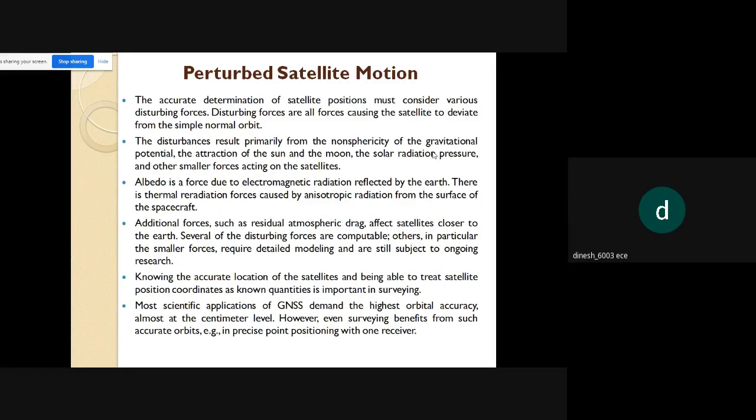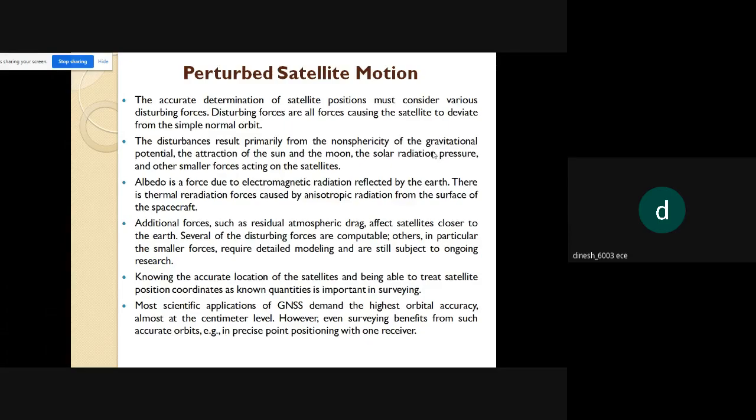Moving on to the next topic, perturbed satellite motion. Perturbed satellite motion is the disturbed motion of your satellites, occurring due to disturbing forces. The disturbing forces will always cause the satellites to deviate from their simple or normal orbit. So when the satellite is moving in a particular orbit, due to these external forces, its motion will be disturbed, which we call perturbed satellite motion.